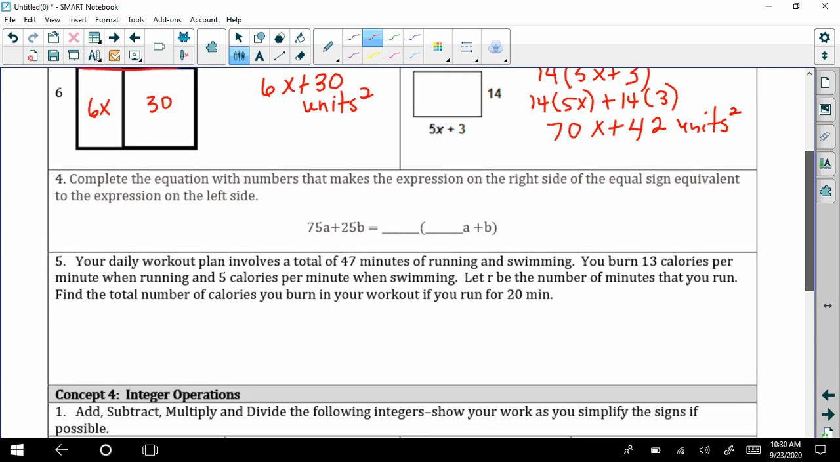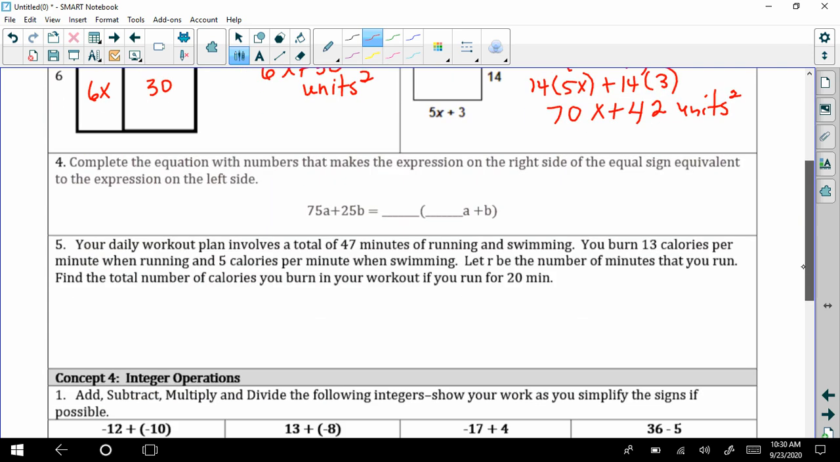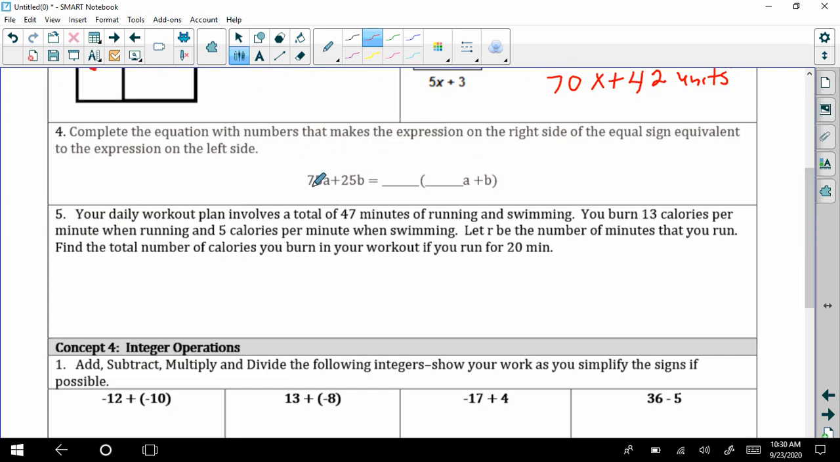Number 4, complete the equation with the numbers that make the expression on the right side of the equal sign equivalent to the expression on the left side. So basically I'm looking at this and saying, what is in common between a 75 and a 25? Because I had to multiply something. This is like a 1, so something times 1 gave me 25b. So I'm going to assume it's 25 out here. Now 25 times what gives me 75a? I think that's 3. So 25 times 3 is 75a, and 25 times b gives me 25b. Perfect.